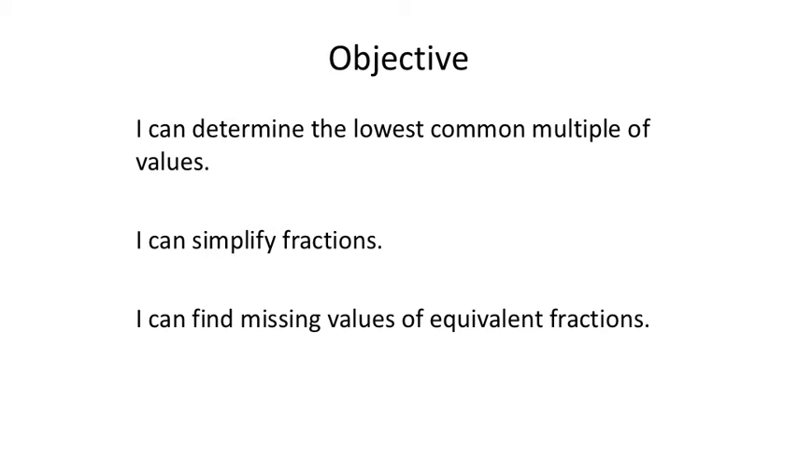And so you can see we need to be able to simplify fractions and find equivalent fractions, missing values in equivalent fractions, which we've done before. And then also I can determine the lowest common multiple of values. This will come into play later, but right now we just need to be able to do that. In fact, even the lowest common multiple isn't so crucial later, but on the homework, if I remember right, they just want the lowest common multiple.